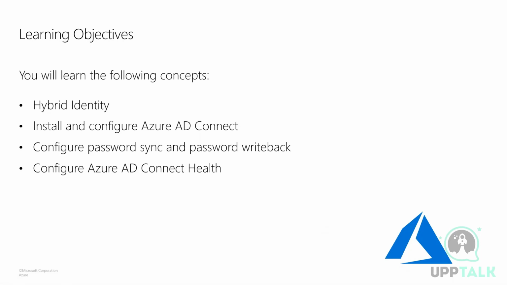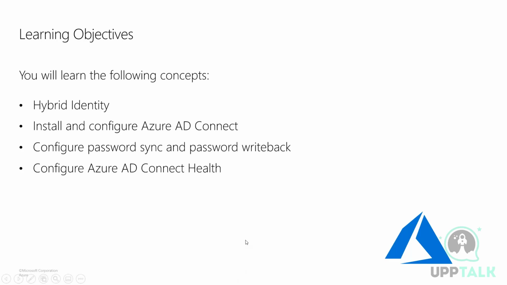In this module, we're going to discuss the hybrid identity, the steps for installation and configuration of Azure AD Connect. The third thing is password sync and password write back. Finally, we'll discuss Azure AD Connect Health: when you are synchronizing multiple users, how many users have been successfully synchronized, how many of them have a problem. All that information you'll get as part of Azure AD Connect Health.